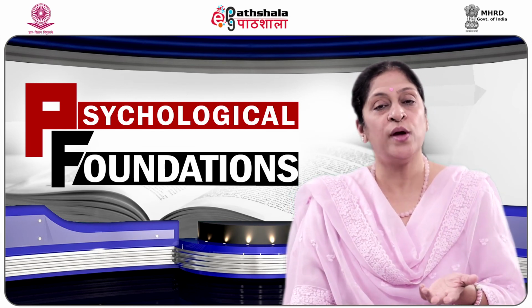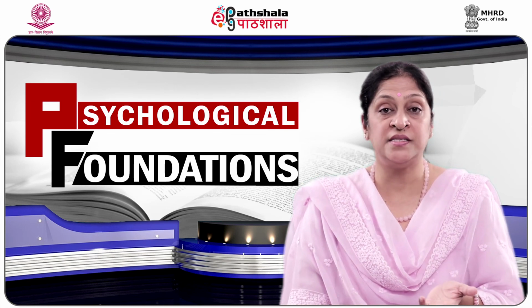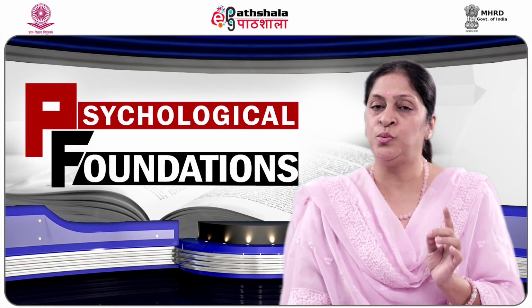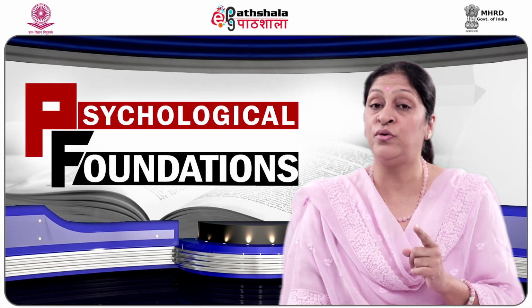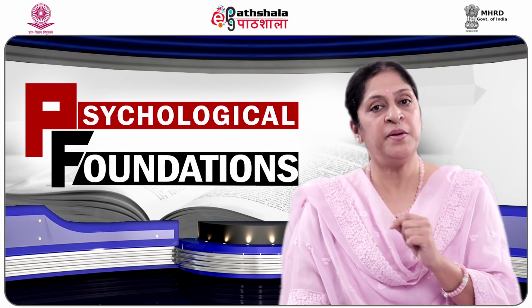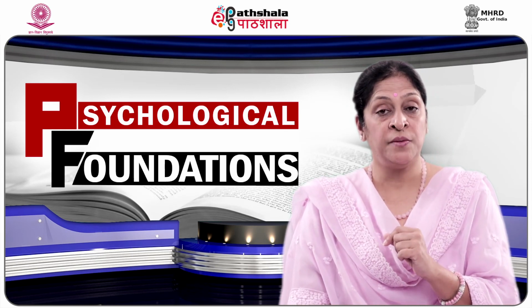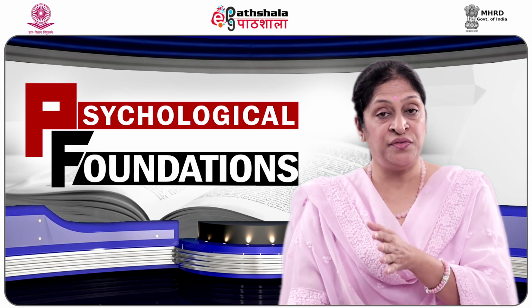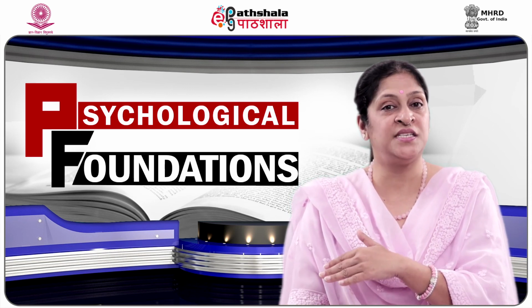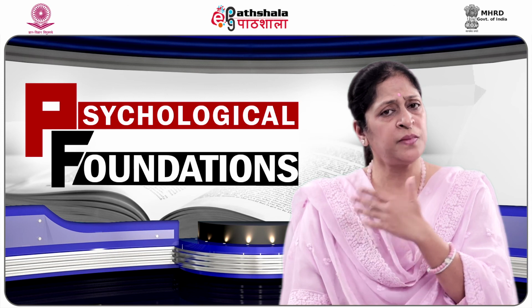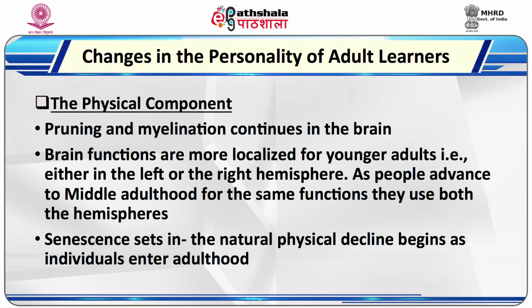It might not be so evident when you are in your 20s and 30s, but some changes within our body and mind have already started happening, and they become evident when people reach their 40s, their 50s, and when they cross 65 years of age. When it comes to the physical component, it has been shown that the brain is constantly carrying out what is called pruning and myelination of the brain neurons.